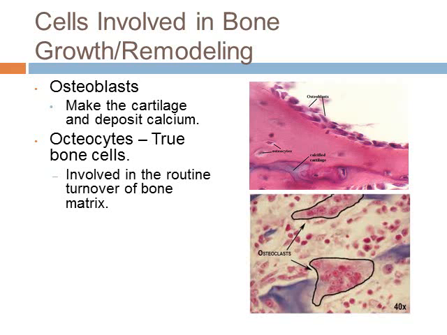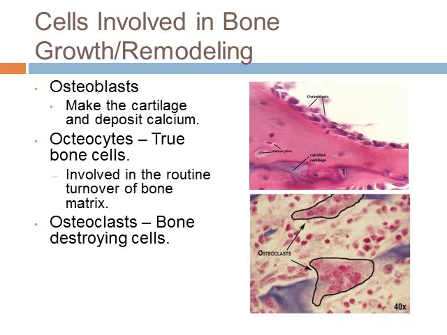Now, the third type of bone cells are called osteoclasts. These are bone-destroying cells. In the case of remodeling bone, which we'll talk about later, osteoclasts remove bone, the hard bony matrix from other areas and return calcium into circulation. So these would be cells that are very important in maintaining your calcium balance.